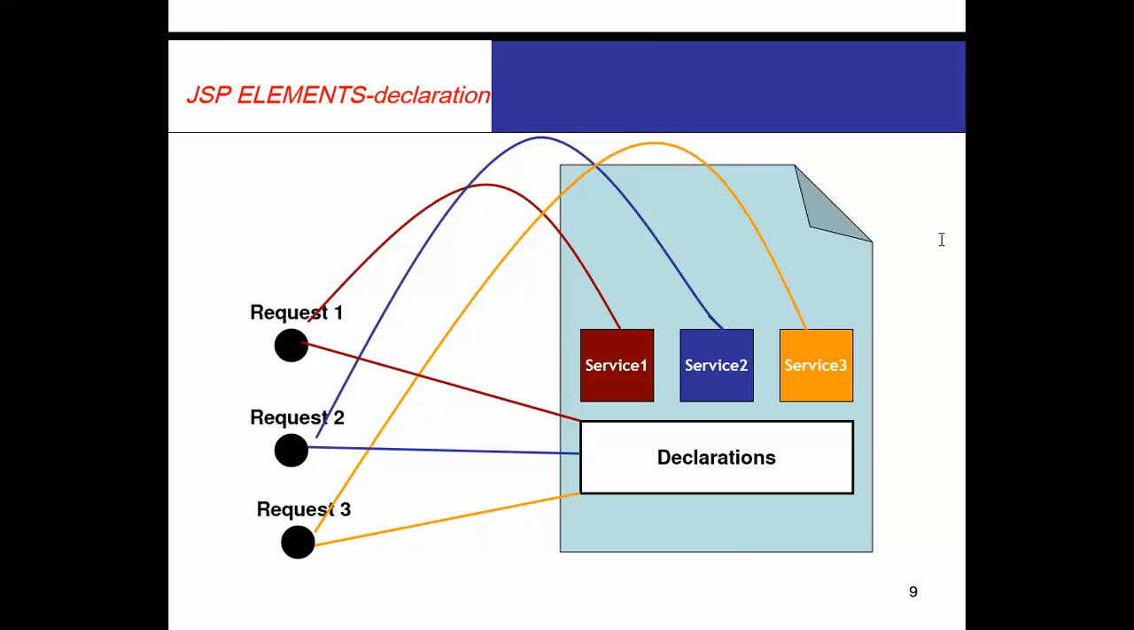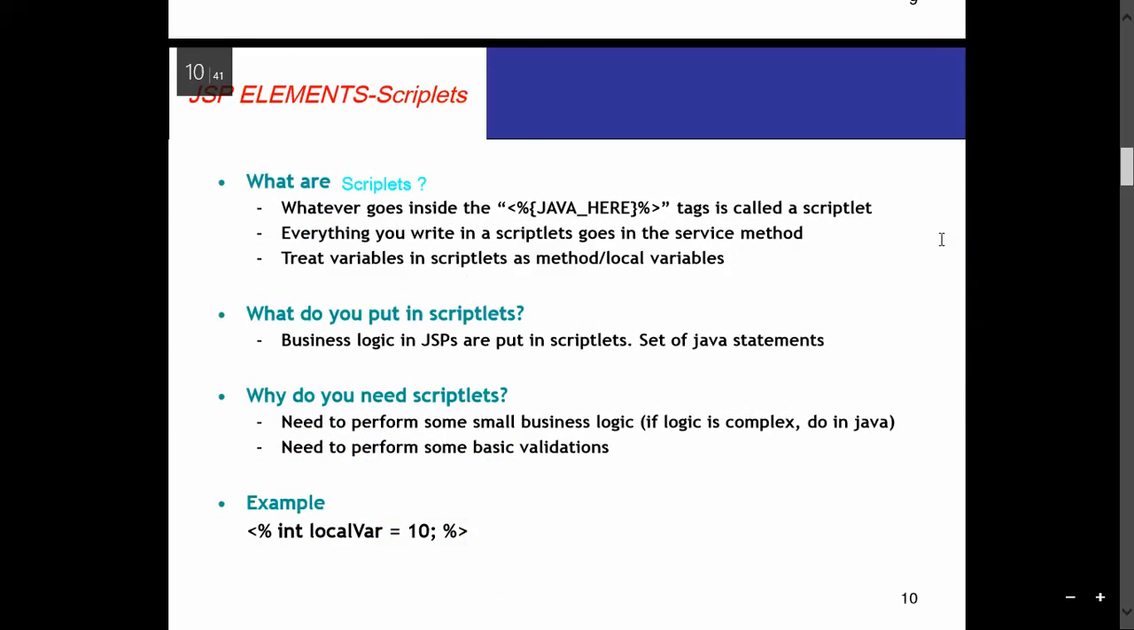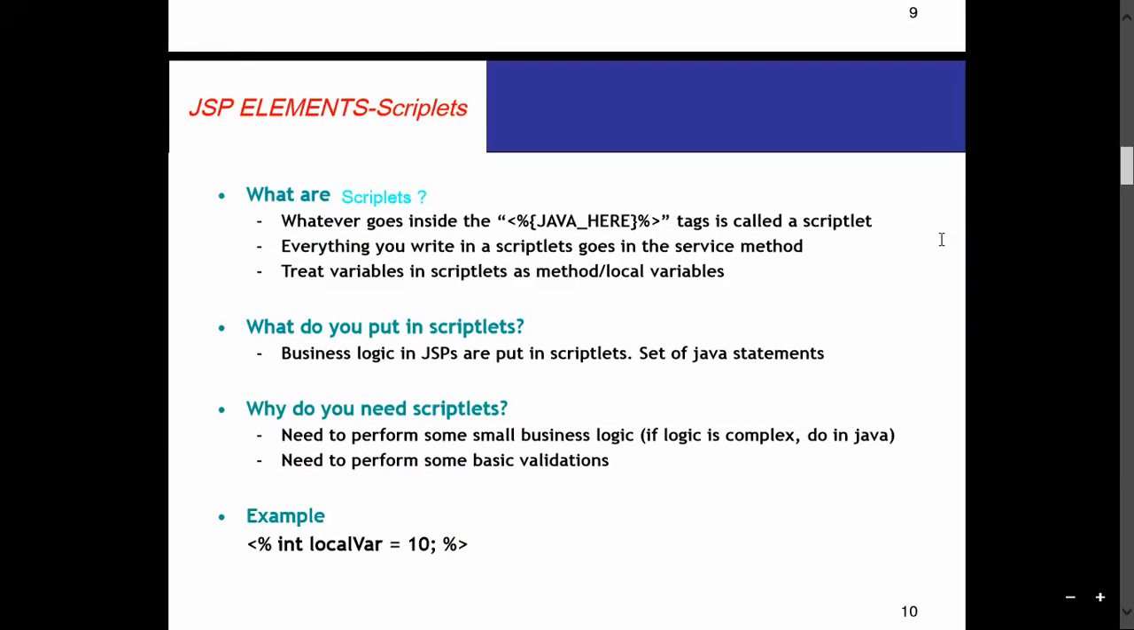And the next thing is scriptlets. So what are scriptlets? Scriptlets, as I told before, are where we write the business logic, and the tag used for scriptlets is shown there. Whatever goes inside this tag is called a scriptlet. You can treat variables in scriptlets as method or local variables, so the scope of that variable is within that scriptlet only.